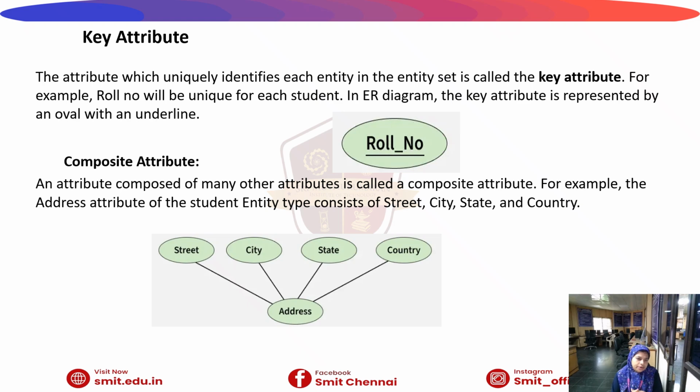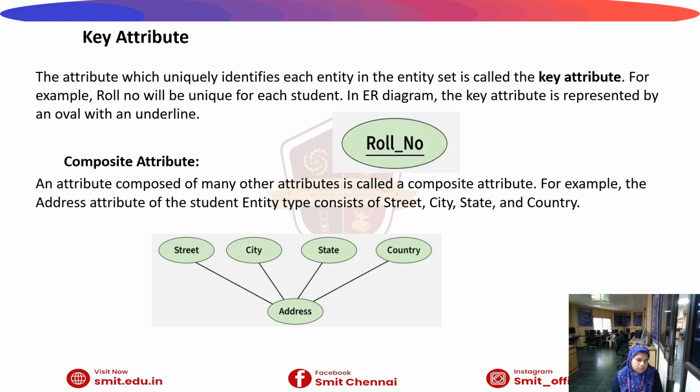Next are key attributes. A key attribute uniquely identifies each entity. Okay, what uniquely identifies each entity is called a key attribute. For example, roll number will be unique for each student. In an ER diagram, a key attribute is represented by an oval with an underline. So this diagram represents the key attributes.